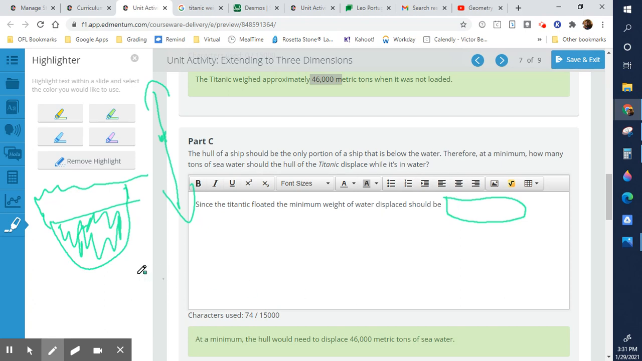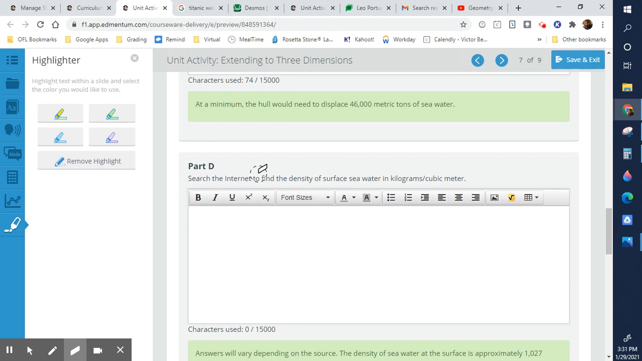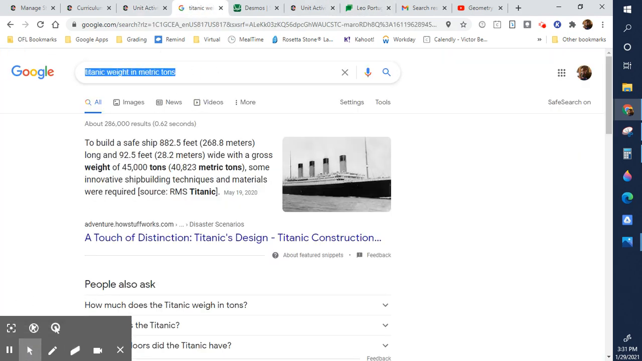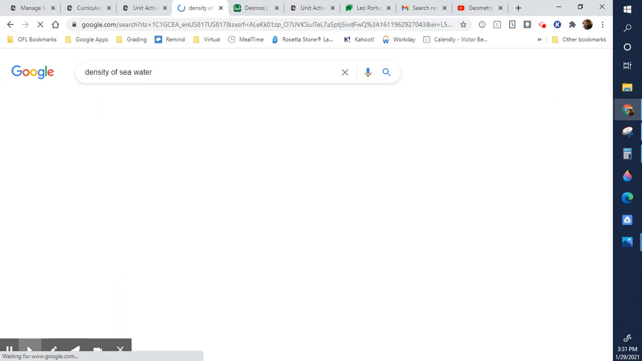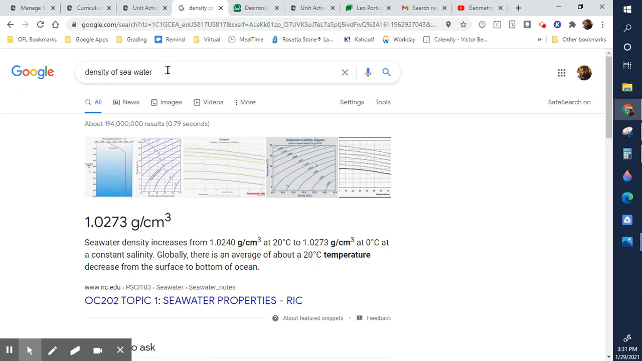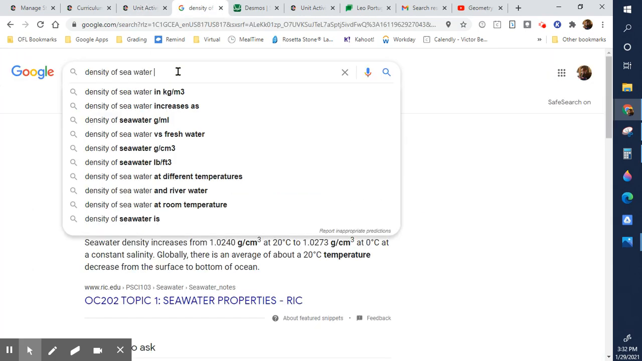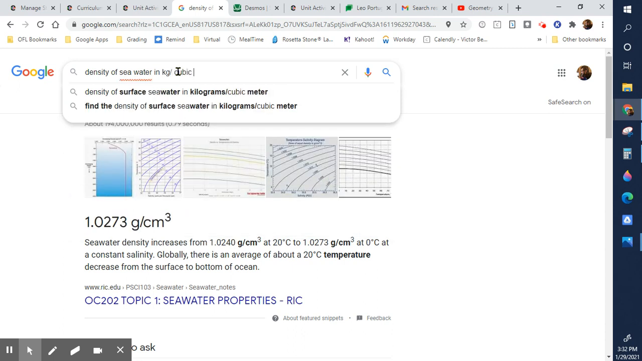And this number, as you saw, varies. I got a completely different number than what Edmentum's telling me. Next, we have to search for the density of water. All right, so we're gonna look up the density of seawater. Do they want it in a specific way? Kilograms per cubic meter. So density of seawater in kilograms per cubic meter.